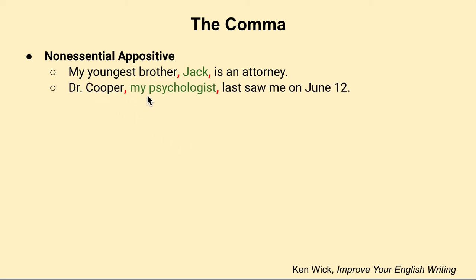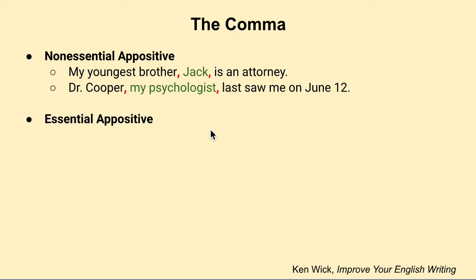Dr. Cooper, my psychologist, last saw me on June 12th. We would probably know from the context that Dr. Cooper was this person's psychologist. So more than likely, this renaming is just additional information. If it wasn't, if you deem this to be essential, you do not separate with commas. But more than likely, psychologist is renaming the proper noun. We probably know from context that Dr. Cooper is the psychologist. So since it's not essential, it would be separated with commas.